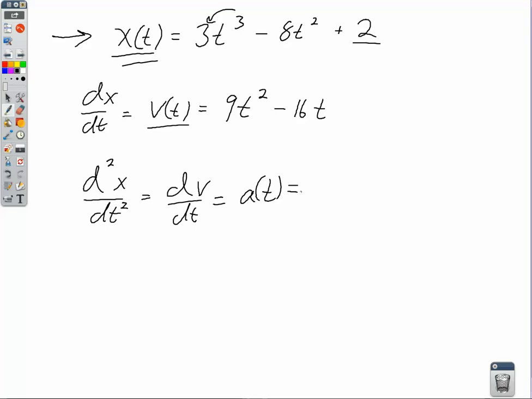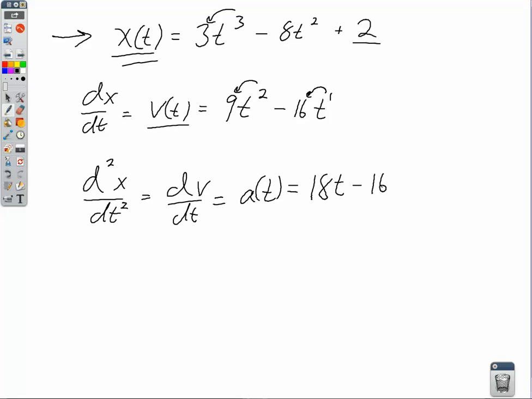So again, using the power rule, 2 times 9 is 18. 18t to the first minus, this is 16t to the first up here. 1 times 16 is going to be 16. All right, so here we have a linear function that gives us the acceleration. Is the acceleration constant? No, it depends on t.